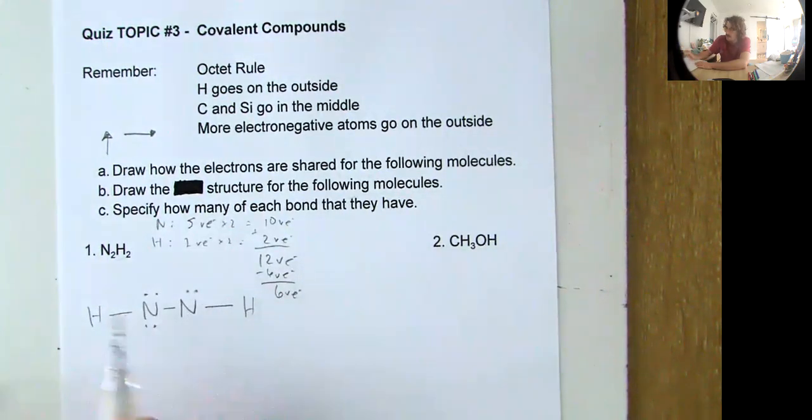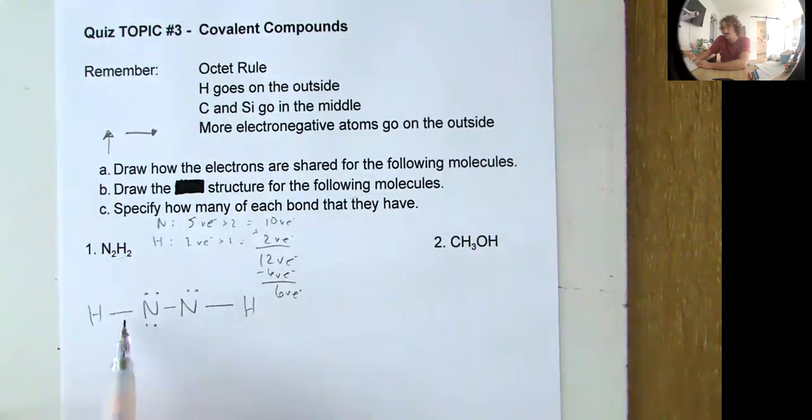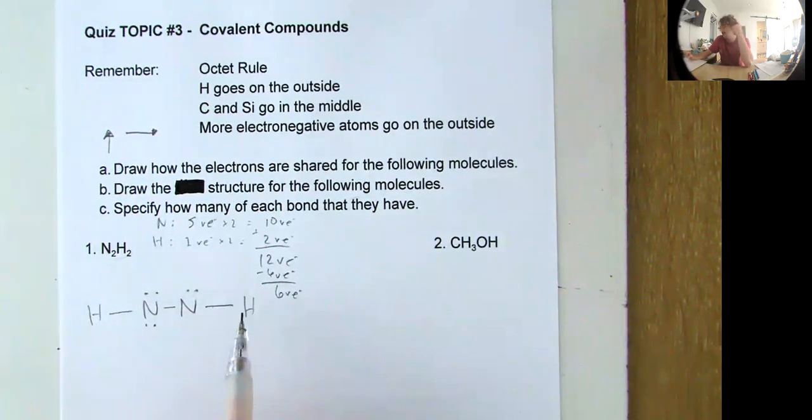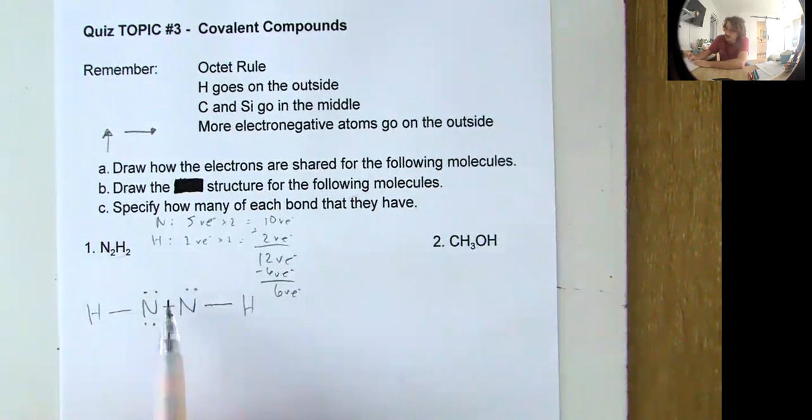Why didn't I draw them on the hydrogens? Well, hydrogen only needs to be sharing 2 electrons to have a complete outer shell, like its closest noble gas. Helium is the closest noble gas to hydrogen. If you notice, helium has 2 electrons because it is number 2 on the periodic table. So that's why I did not draw the dots near the hydrogen, because both of the hydrogens have a complete outer shell. But the nitrogens need 8.